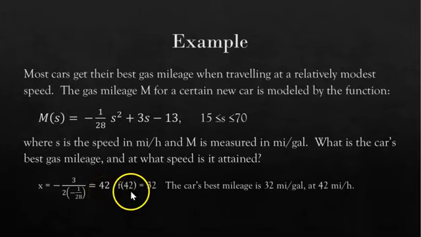To find out that mileage, you would just take that and plug it into the function. Again, I'm very sorry that I didn't make my variables match up. You take 42 and you plug it in, and again, I recommend a calculator. You get 32 there. So the best gas mileage is 32 miles per gallon, and it happens when the car is going at a steady speed of 42 miles per hour.